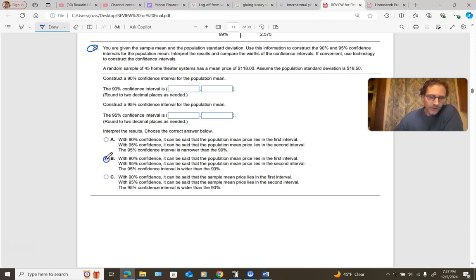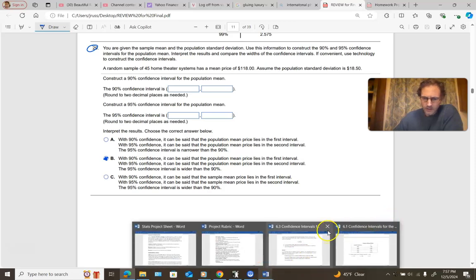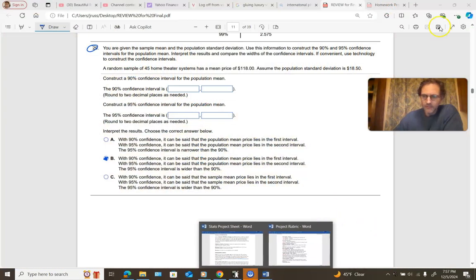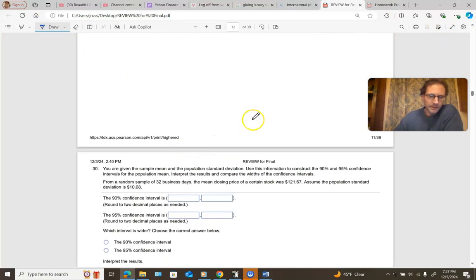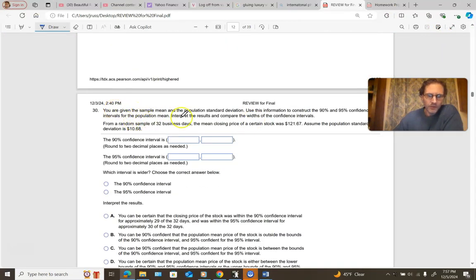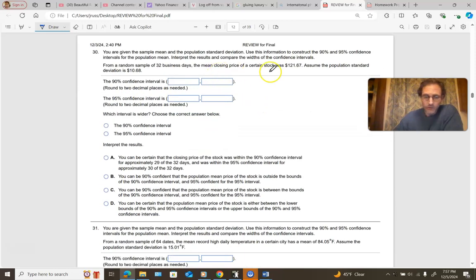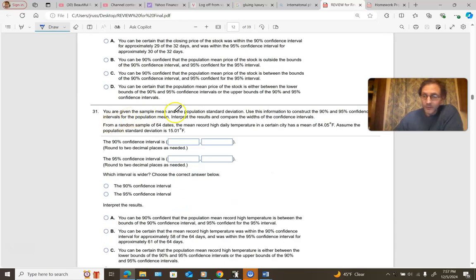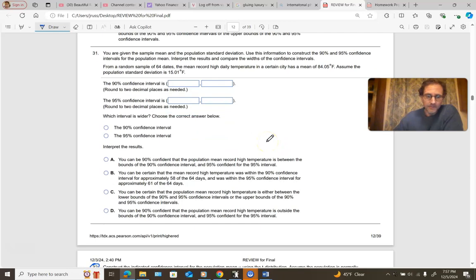Okay, so anyway, I hope this doesn't keep freezing on me. All right, well, number 30 is pretty much the same. You'll be finding a confidence interval using the z-interval. Okay, 31 is the same thing.